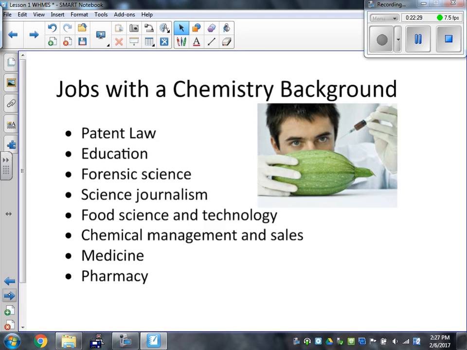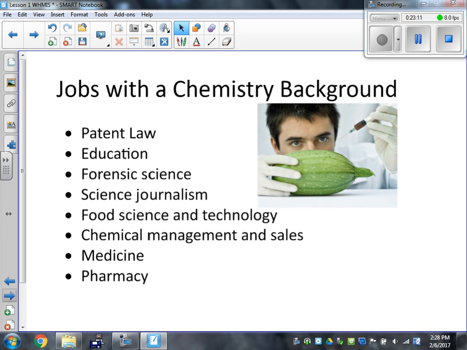And like I said, that's in there. Jobs with a chemistry background. So things that have a chemistry background, of course, are patent law. If you're interested in law, for example, you could be a patent law chemist kind of person. So you would know whether somebody comes up with some new idea, did someone steal that reaction from somebody else kind of deal. Education, obviously. Forensic science. So that's cool. Science journalism, food science and technology, chemical management and sales, medicine, and pharmacy. Okay, so lots of different careers with that chemistry background there.